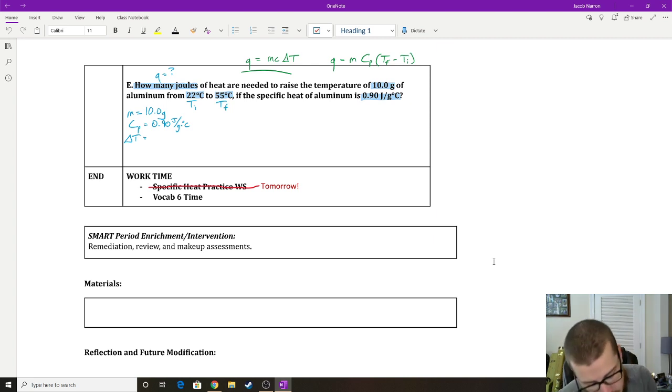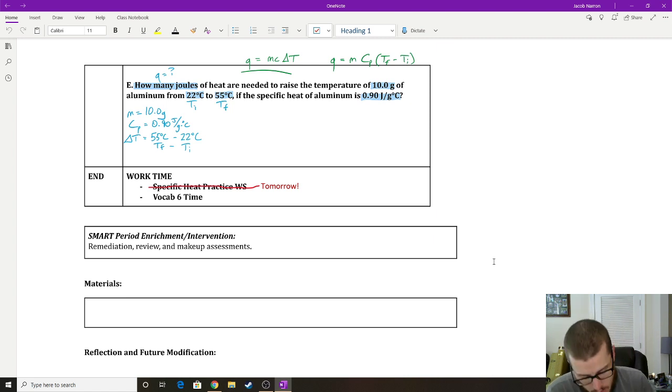So delta T equals T final minus T initial. So final is 55 degrees Celsius minus initial 22 degrees Celsius. Now, in case you're confused and you're like, how did you do that? Look, 55, I just told you, is the final temperature because it goes to 55. At the end of the problem, it's 55. So it's the final temperature minus 22. That's initial. We started at 22. It goes from 22. So that's my initial.